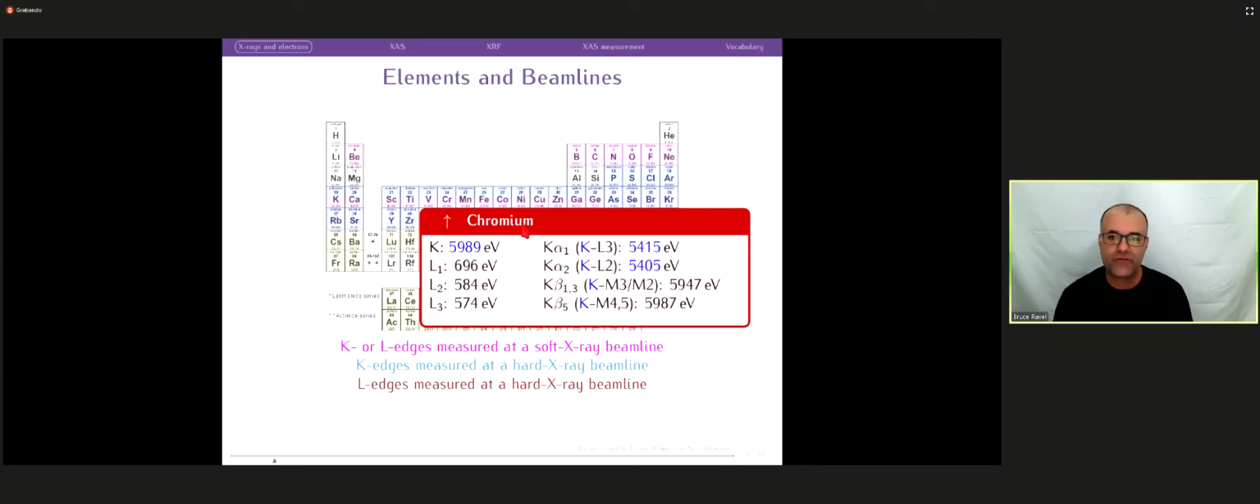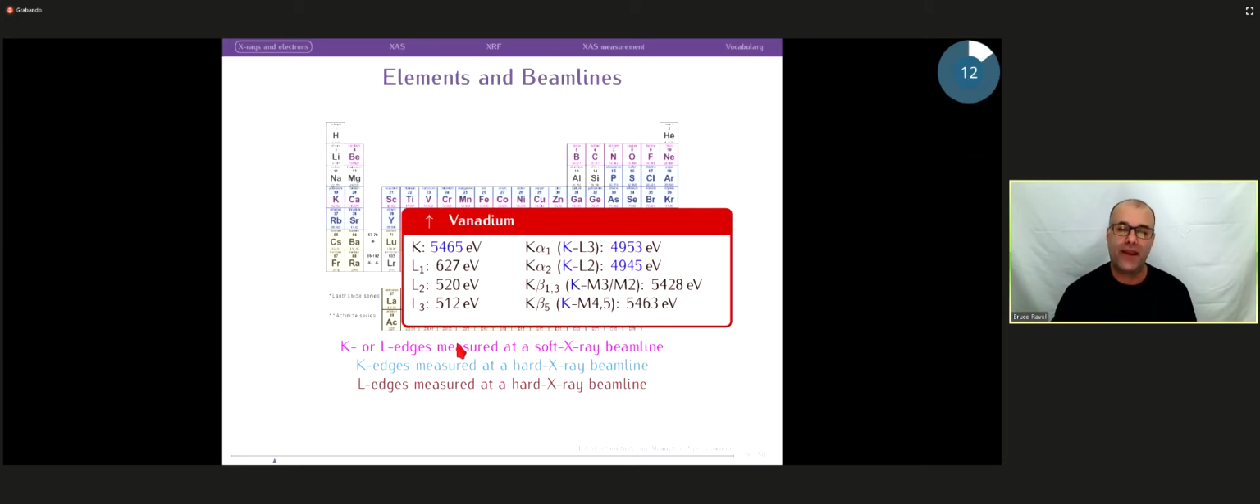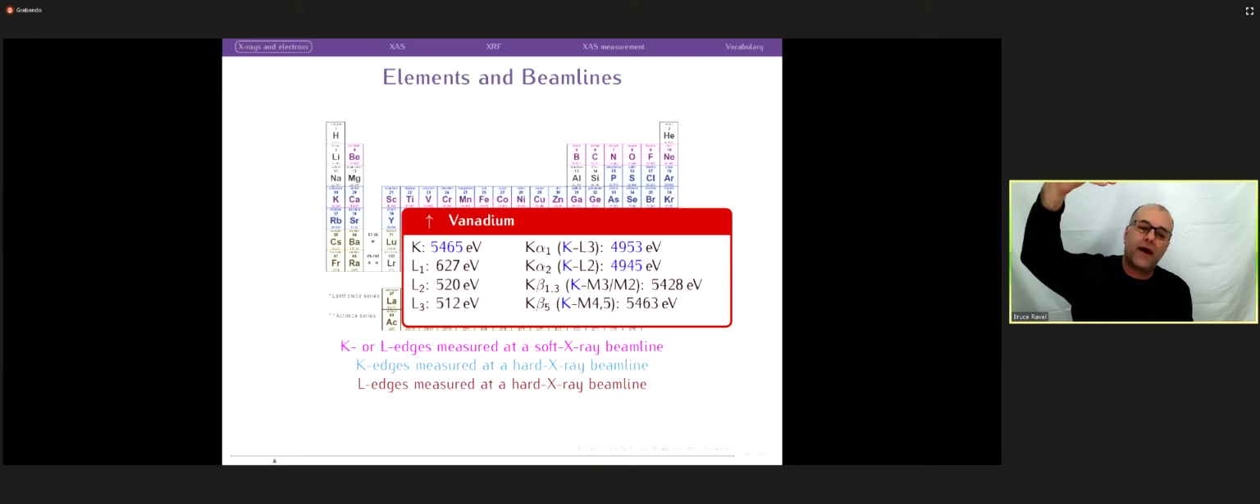And if you go up to the next element, manganese, then there's one more proton in the nucleus, and it takes even more energy to take the 1s electron out of the manganese atom. All of the shells of an atom behave in the same way. However, the higher lying electrons are bound less strongly to the nucleus of the atom than the lower lying electrons. So the 1s electron, the K shell electron in vanadium, is held in by 5400 eV.